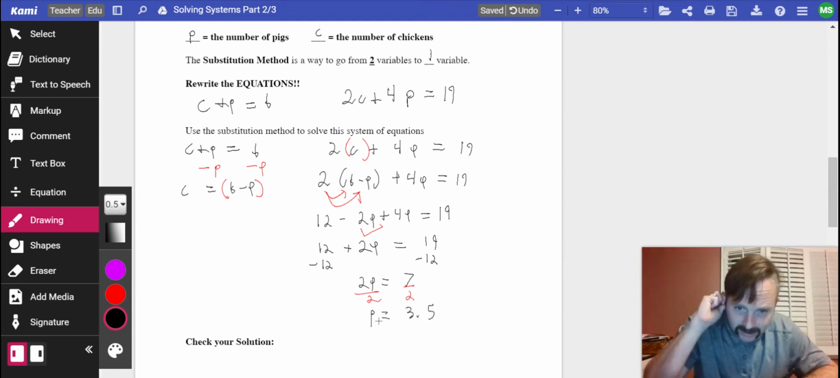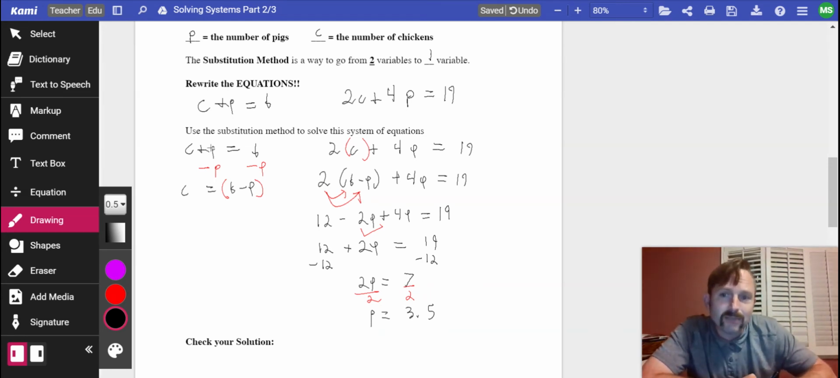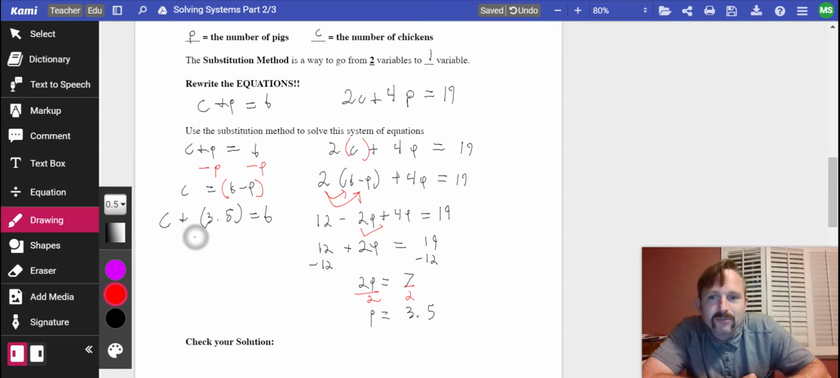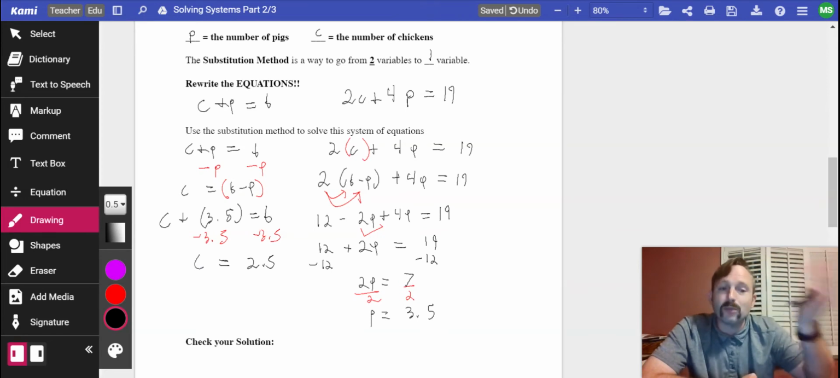All right, so I'm going to take this P equals 3.5 and plug it back into one of the original equations, the simpler equation. So I know that C plus P will equal 6. Let's go back. C plus 3.5 will equal 6. So if I subtract by 3.5 on both sides, I'm going to get 2.5. So the number of chickens is 2.5, and the number of pigs is 3.5.